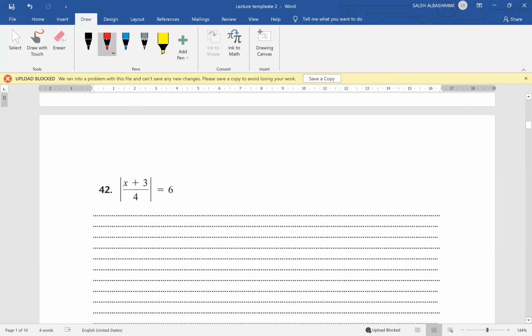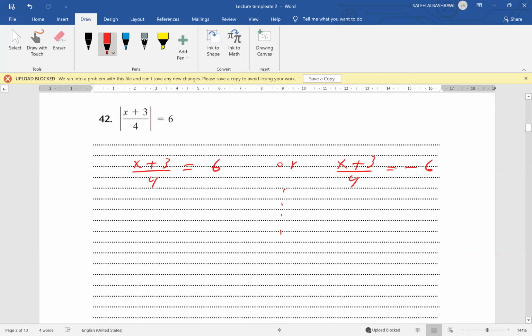If we just write the equation without the absolute value, the first equation is (x + 3)/4 equal to 6, or (x + 3)/4 equal to minus 6. So I have two equations. Let's solve them to find the value of x.